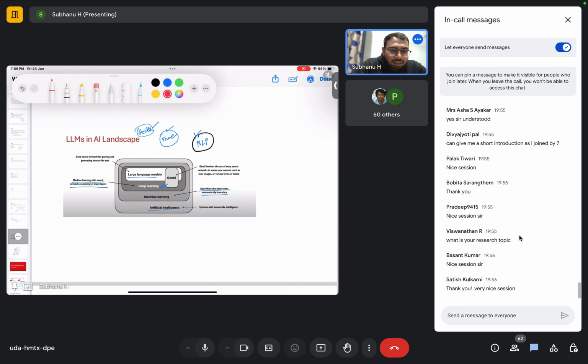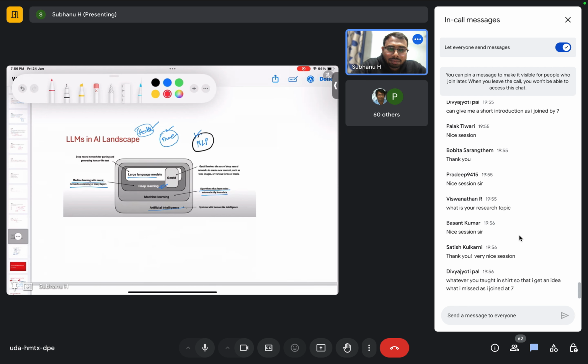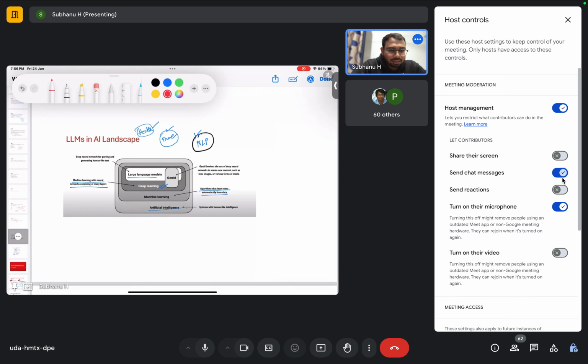There is Palak, Bobita, Pradeep. Good evening, sir. I'm Palak Tiwari, a final year student at NIT Bhopal. This is a part of my UG curriculum, so I had to attend this NLP class. We have to do two NPTEL courses, each of 12 weeks, and the credit will transfer later to our college, because we are currently on internship.